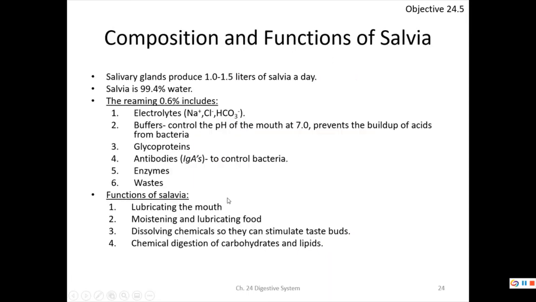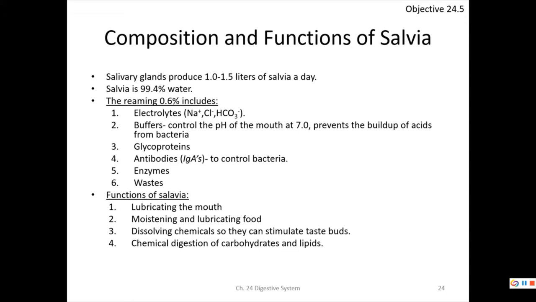Now, your body makes about a liter to a liter and a half of saliva a day. It's about 99.4% water, so it's mostly water, and only 0.6% is solute. The solutes are things like electrolytes, like sodium chloride, and bicarbonate, the buffers. Bicarbonate is a major component of the buffer, but there are other buffers, like some protein buffers. It tries to keep the pH around 7, preventing acid buildup from the oral bacteria. It also helps control things like thrush, an oral fungal infection. There are also glycoproteins to help make it lubricated.